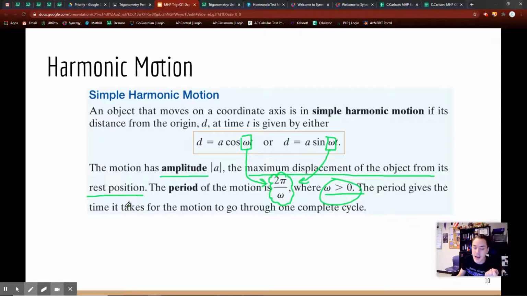The period gives the time it takes. Now, here's the interesting thing, guys. Pay very close attention. The period gives the time it takes. The time, which is why we have T, okay? We're looking at time now. It's the time it takes to go through one complete cycle. So sometimes you will be asked, how long does it take to go through one complete cycle? That is what we call the period, okay?